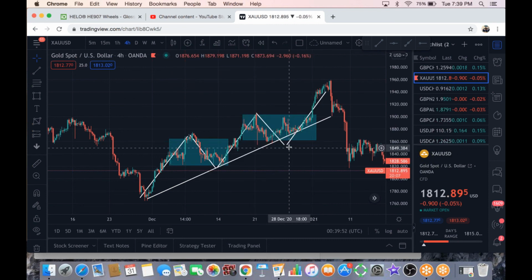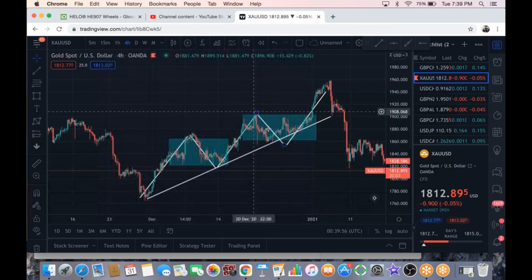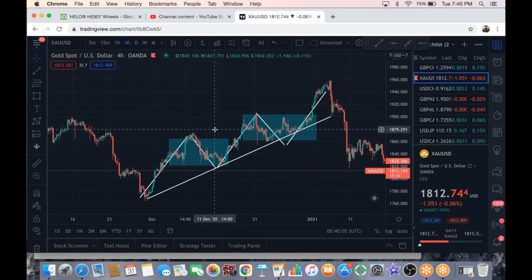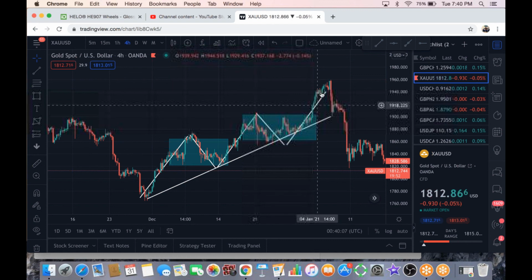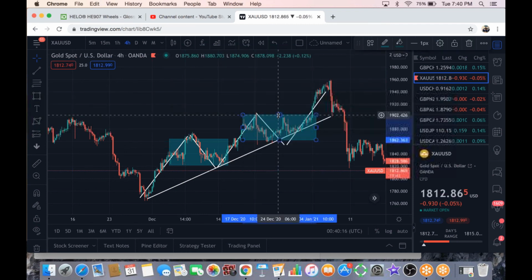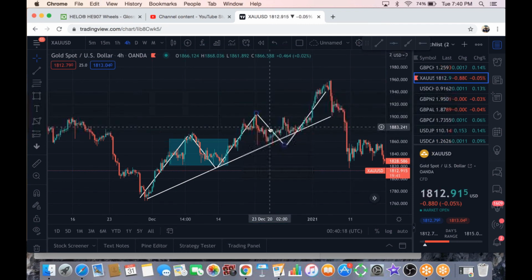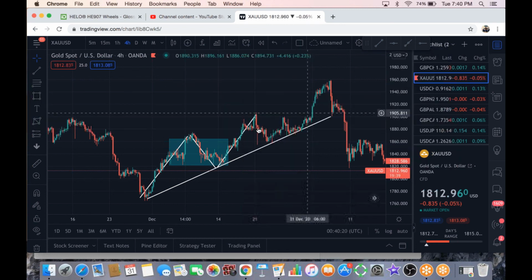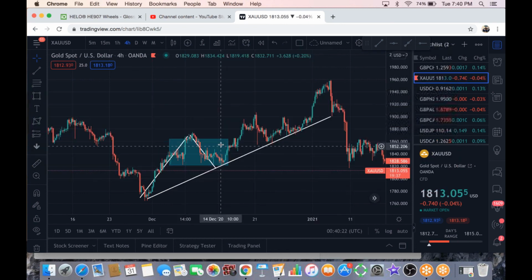I'm going to say this so that you don't get confused. This is the AB equals CD pattern right here. These are the completions right here, and you can see this was a little off. This was like about right here, but the pattern completion was very close. This one right here was a little off. The pattern completion was very close. It went a little further. But that's in an ABCD pattern world. If you're doing the 3-touch rule, you're not even worrying about that AB equals CD pattern.